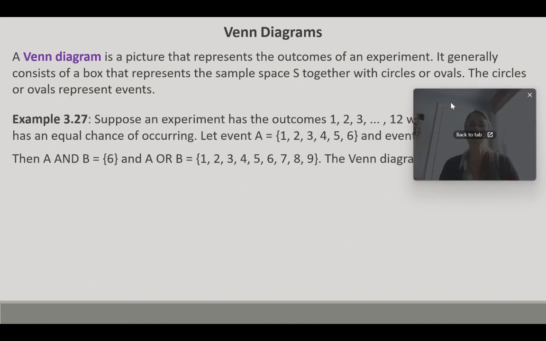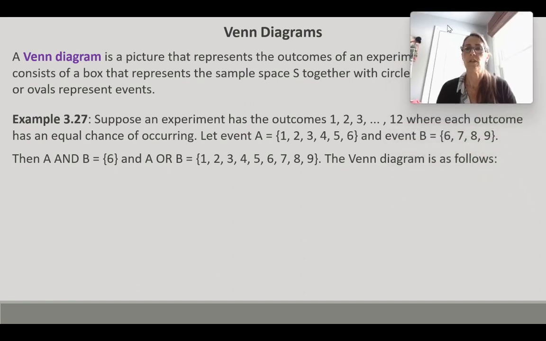So suppose an experiment has the outcomes, the numbers 1 through 12, where each outcome has an equal chance of occurring. Event A is going to be the outcomes 1 through 6, and event B is the outcomes 6, 7, 8, and 9. When you are going to draw your Venn diagram, figure out your and, what they have in common first, because then you can draw that overlap and figure everything else out. And the or are the numbers 1 through 9.